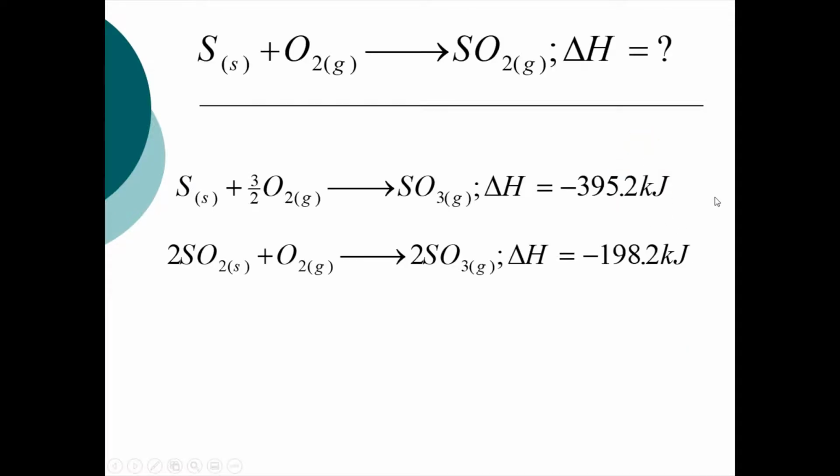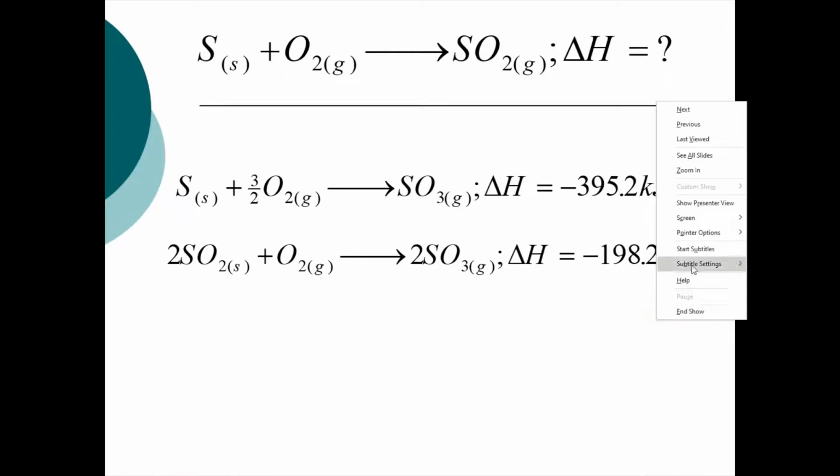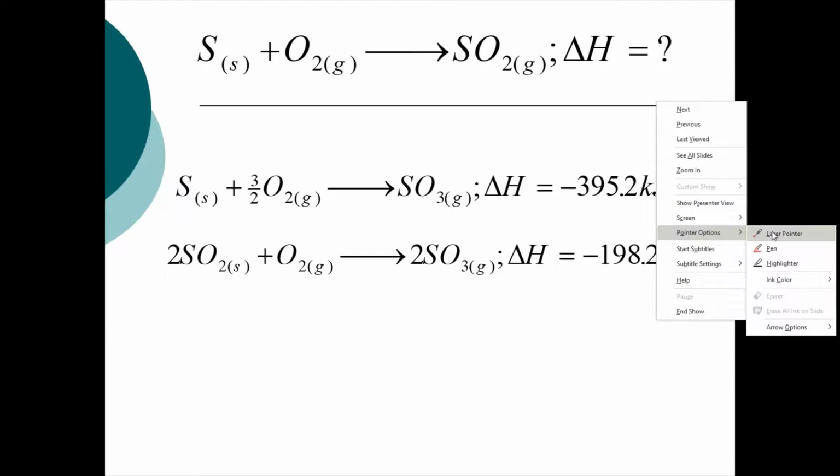Okay, for the sample problem that we have here, sulfur and oxygen form SO2, sulfur dioxide. We want to know what the delta H is. We don't have it. We do have the delta H for a couple other reactions. So let me go ahead and get my pointer out.